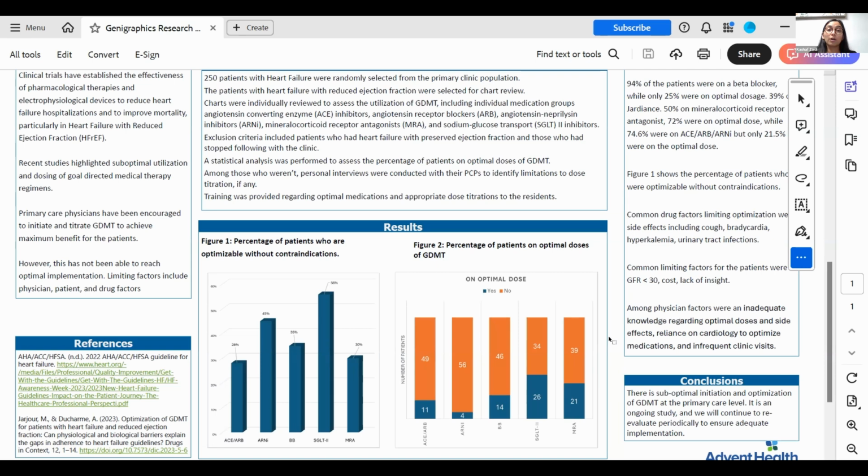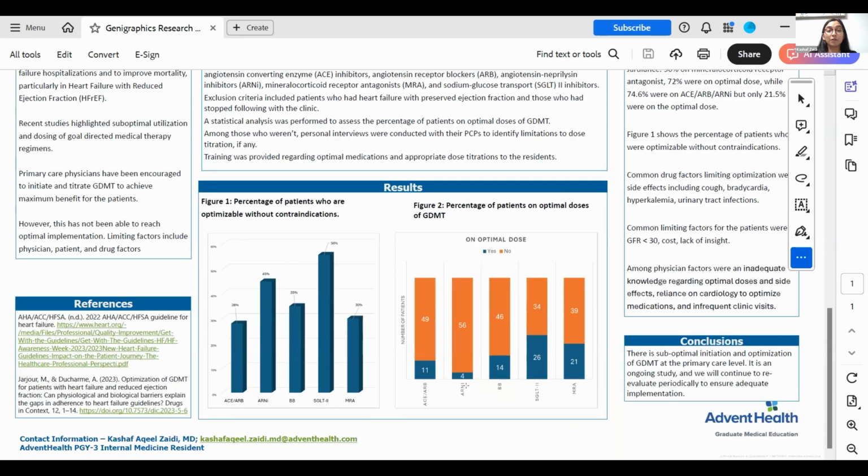So if they were not on it or they were not on an optimal dose, individual personalized interviews were conducted with their PCPs to understand the limitations and the barriers to why they were not being optimized. So amongst those, we found out that figure one here shows you the percentages of the patients who were optimizable without having any contraindications. So as you can see, the number is pretty high, and mostly it's the SGLT2.